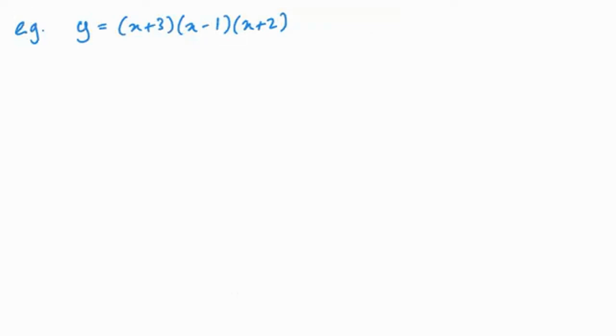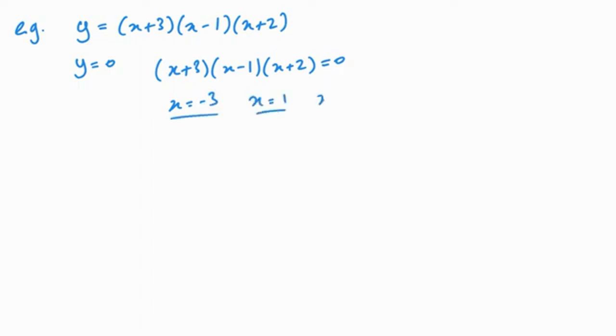So if I've got this cubic to draw, it's already been factorized for me, and what I want to do is think about where it's going to hit the x-axis. So that is when y equals 0. So when y equals 0, then my three brackets here would equal 0. So that means I've got x equals -3, x equals 1, and x equals -2 as my three solutions. And these are the points where my graph's going to hit my x-axis.